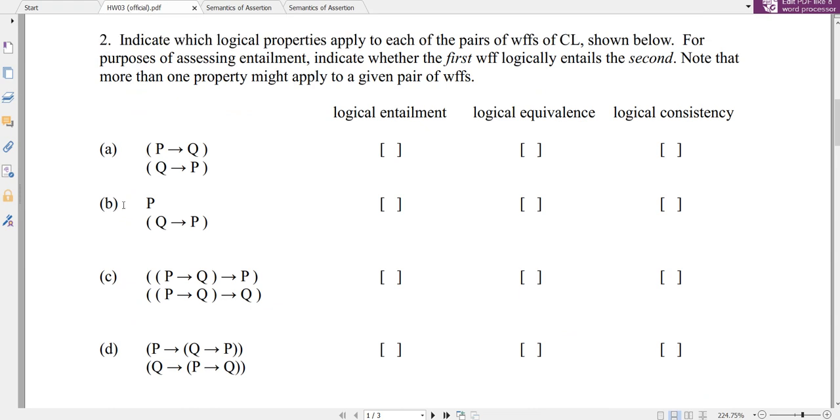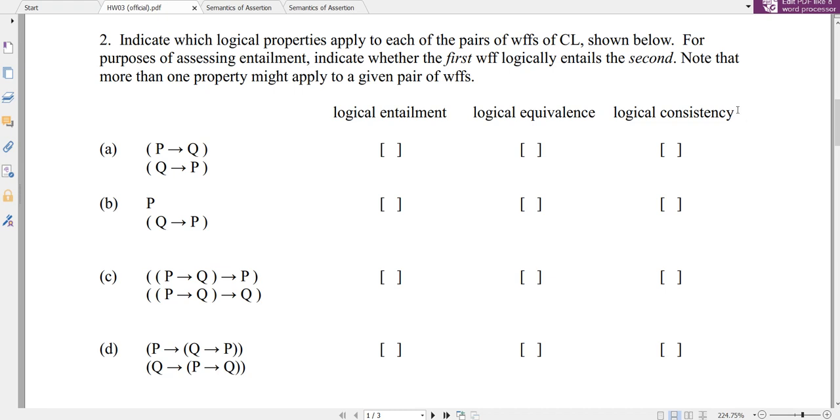On to question 2. We want to indicate which logical properties apply to the pair of well-formed formulas. So these are all relations between pairs. Now, this is the confusing one, entailment. If you don't understand this, you certainly won't understand this, because entailment goes both ways in equivalence. So we need to get a handle on this. Now I'll get to that in a moment, but let's just look at consistency.